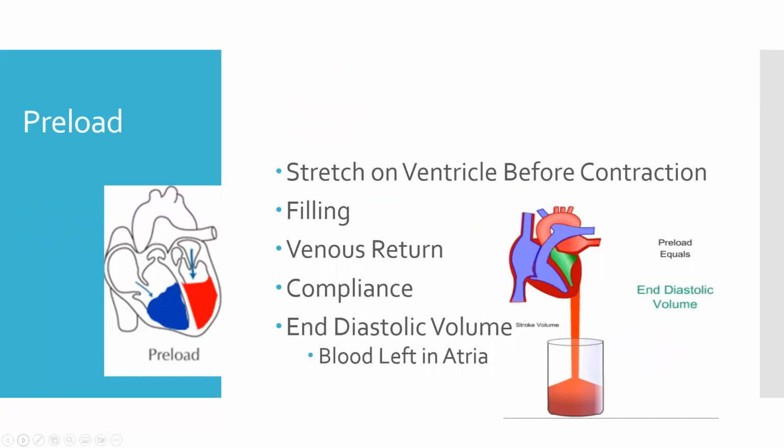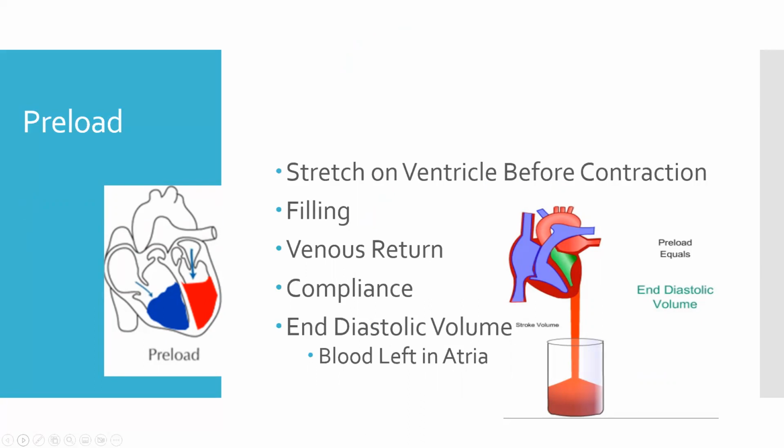Preload, stretch on the ventricle before contraction. It has to do with filling, so it's filling. Venous return certainly plays a big role. So we talk about PEEP, and in other modules in this review, we talk about excessive PEEP reducing venous return. So obviously, because it reduces venous return, it could absolutely affect things like stroke volume and cardiac output.